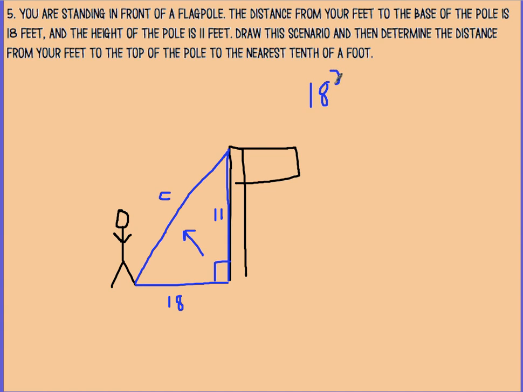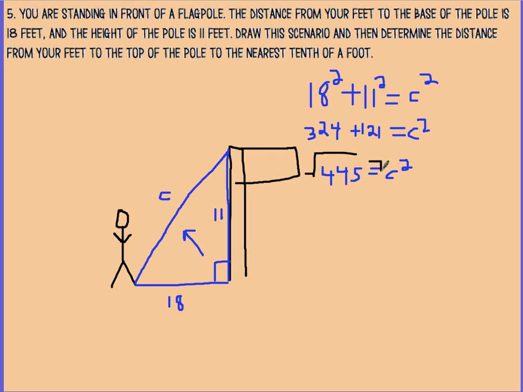Oh, so we drew a right triangle again, and we're looking for the hypotenuse. All right, so we got 18 squared plus 11 squared equals c squared. So go ahead and use your calculator to help you with those squares. 324 plus 121. So we get 445 equals c squared. And then we need to go ahead and square root that. And we get 21.095, so we'll go ahead and round that to 21.1. And let's go ahead and write that final answer in feet, 21.1 feet.